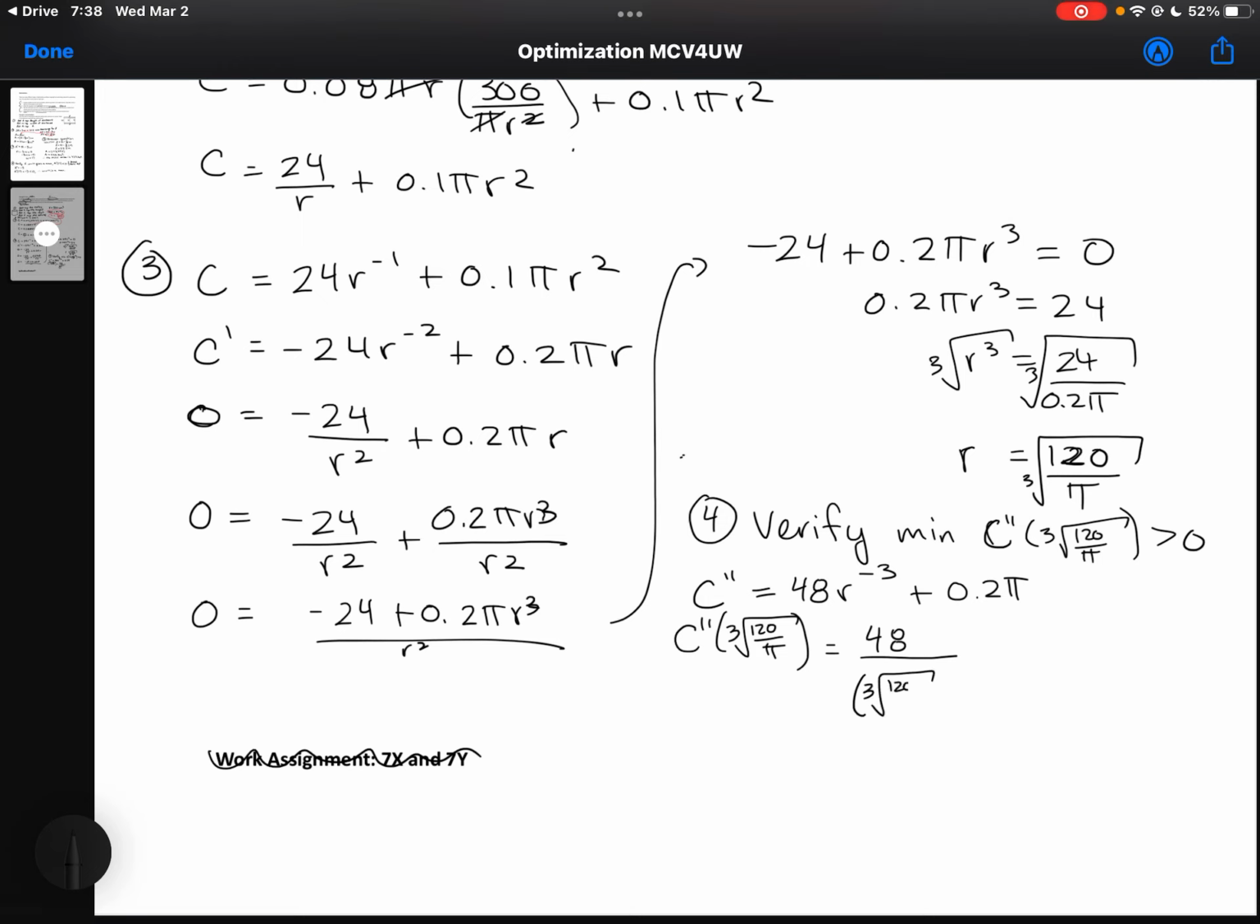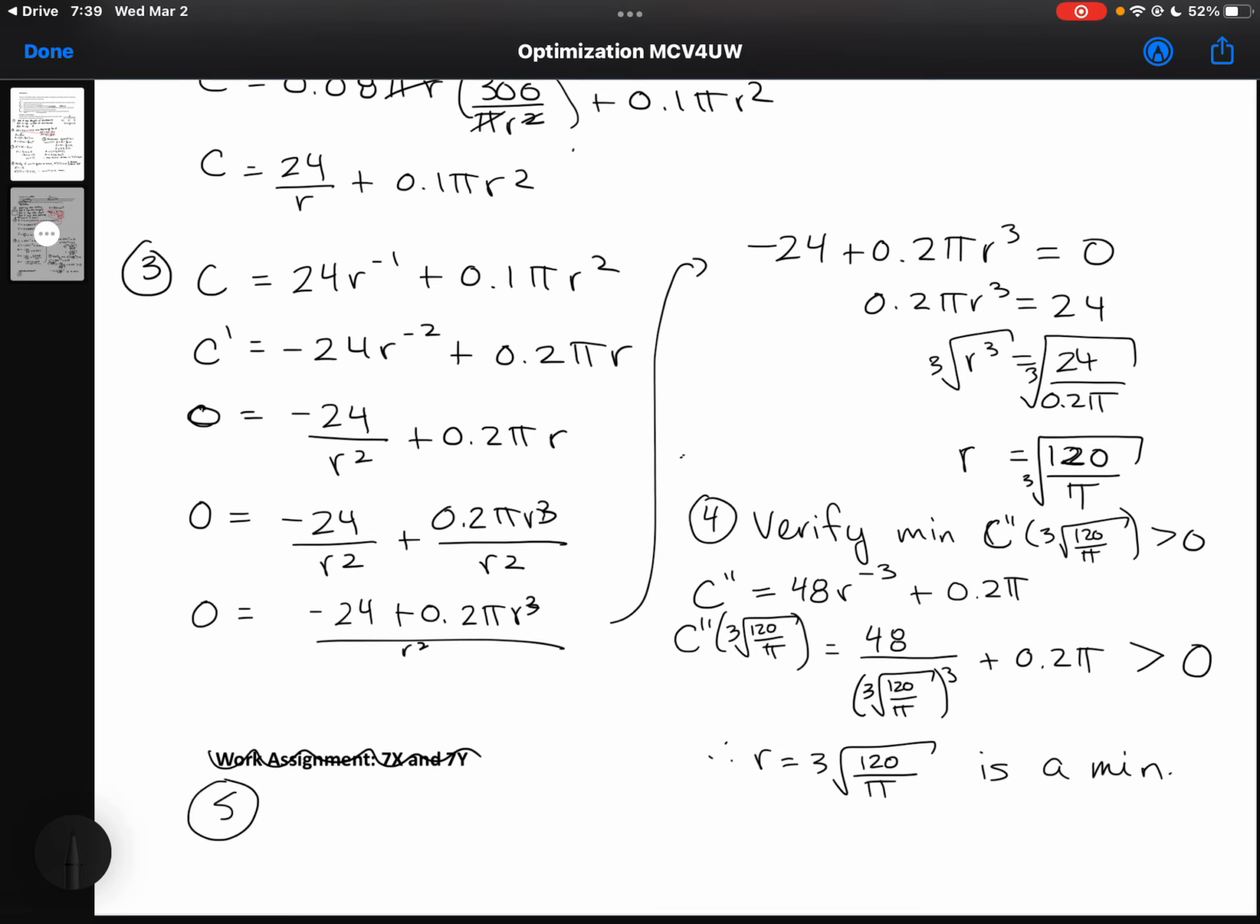I would have the cube root of 120 over pi, cubed, plus 0.2 pi. I'm not concerned about the term at the end because there's no substitution there. That's already positive. And what I notice is that I'm cubing a positive number. So that is definitely going to give me a value that is greater than 0. Therefore, the r that I found does actually give a minimum.